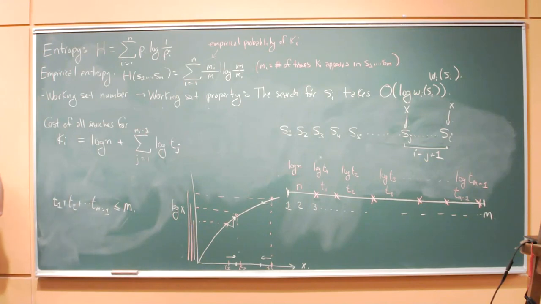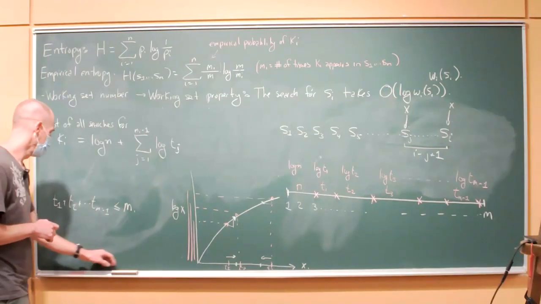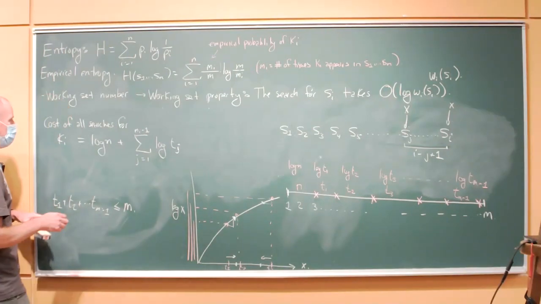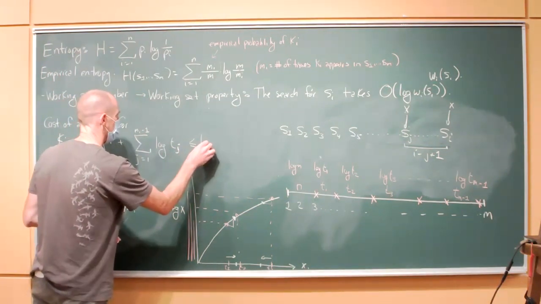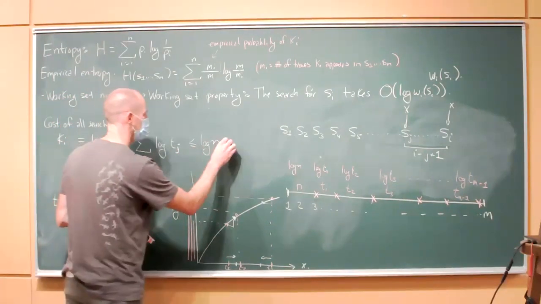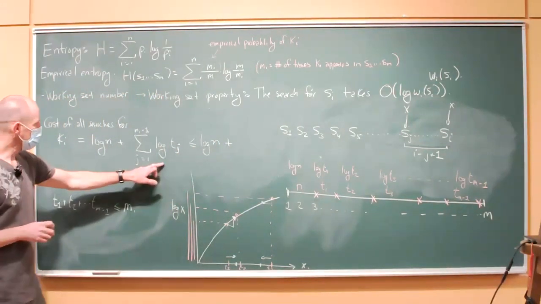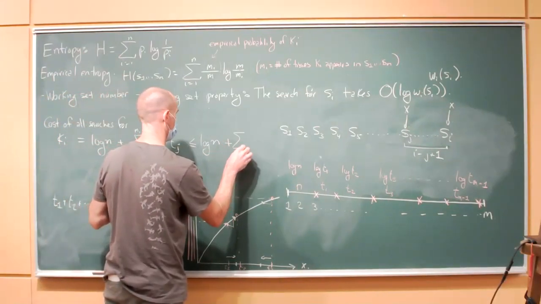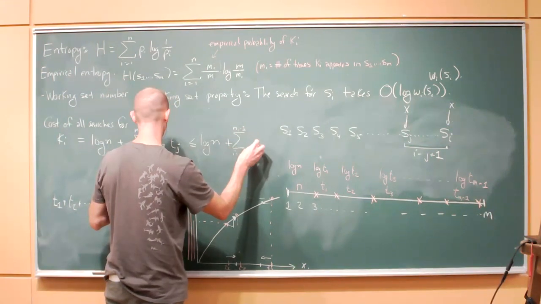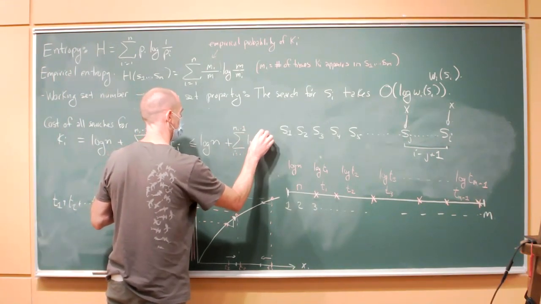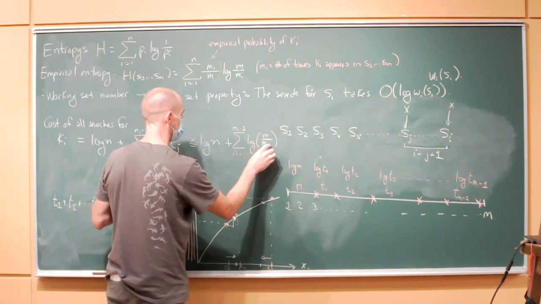So the only time I can't do that is if there's no two that are different, meaning they're all the same. Well, if they're all the same, that just means they're all equal to m over mi, basically. Okay. So all that to say that this thing is less than or equal to, well, we always have the log n, plus, if each of these is just log of m over mi, I'm going to ignore the minus one for now.